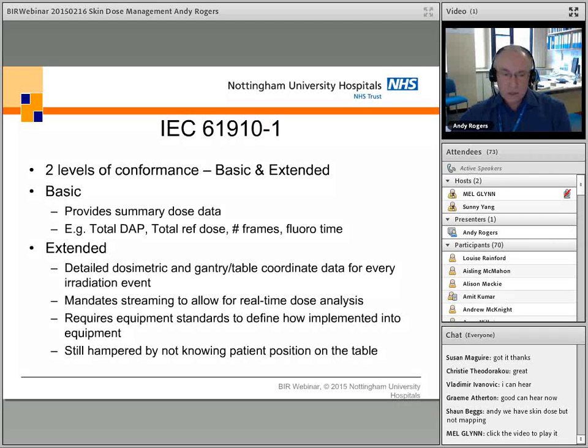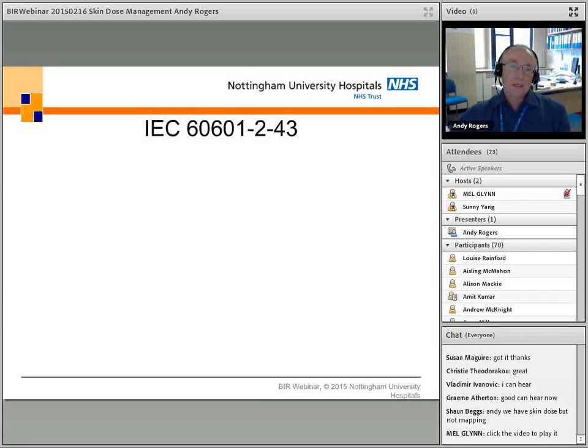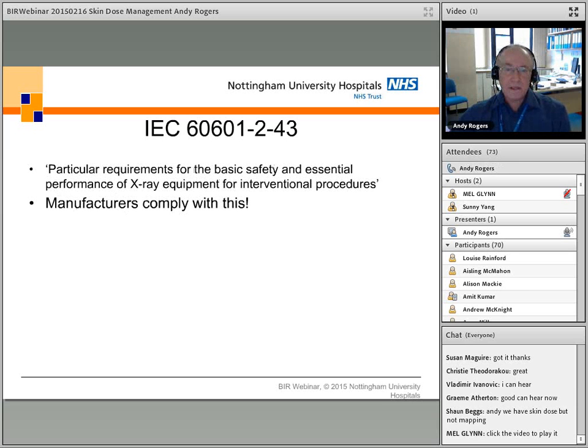What it didn't do, this standard, was mandate the equipment to follow it. And it's still, none of us know where the patient is. So it was still hampered by those two things. So the next thing we needed to do was amend the interventional equipment standard.